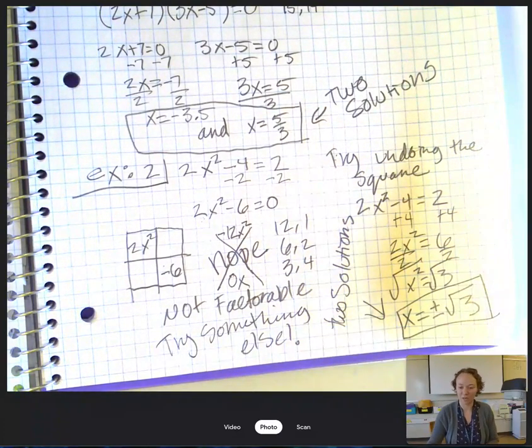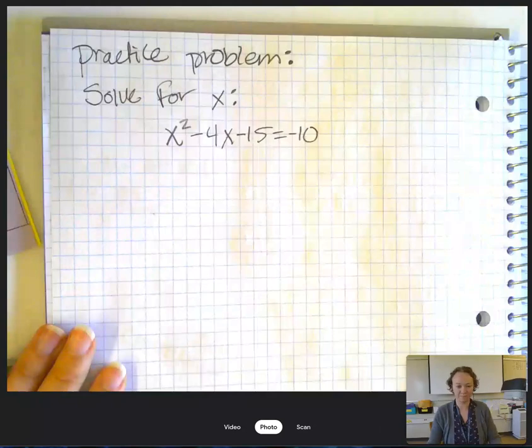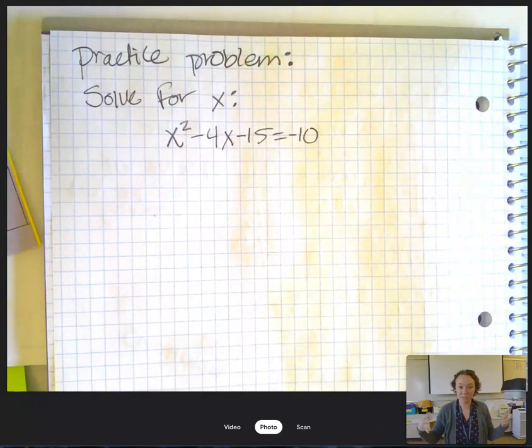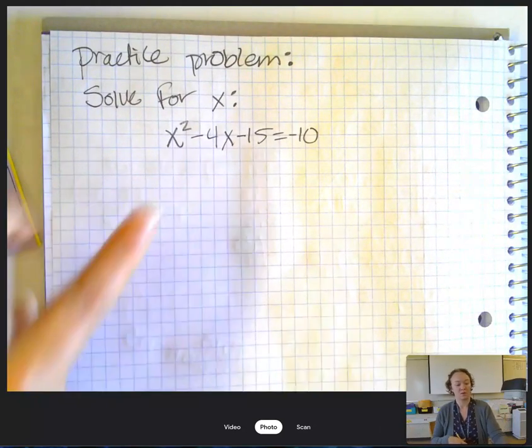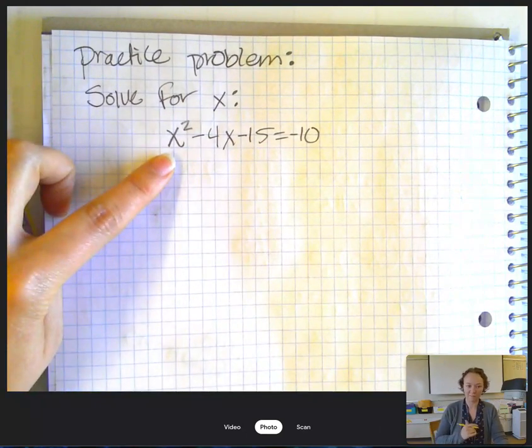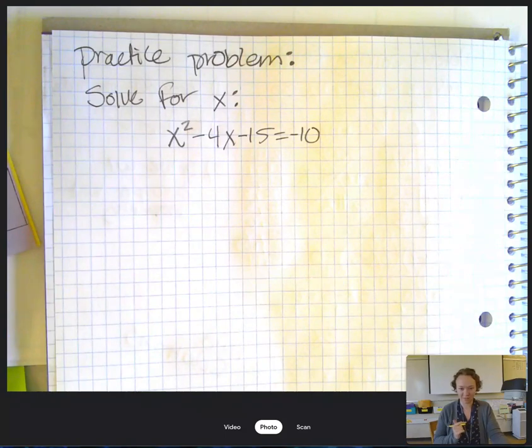All right, practice problem time. So for your practice problem, please solve for x. In the equation, x squared minus 4x minus 15 equals negative 10. Use any method that is not Desmos, so no graphing. You have to do this algebraically.